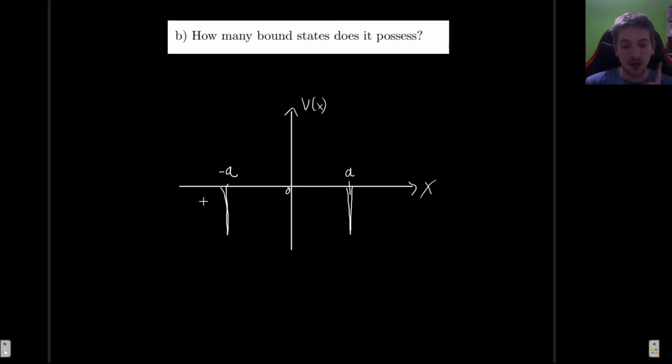Now notice there are three regions of interest. One region of interest is going to be to the left of this first potential. That's going to be region number 1, and there's going to be a wave function psi1 there. There's going to be a second region with a wave function psi2, that's going to be in here. And finally, there will be a third region, psi3, to the right of the second delta potential.